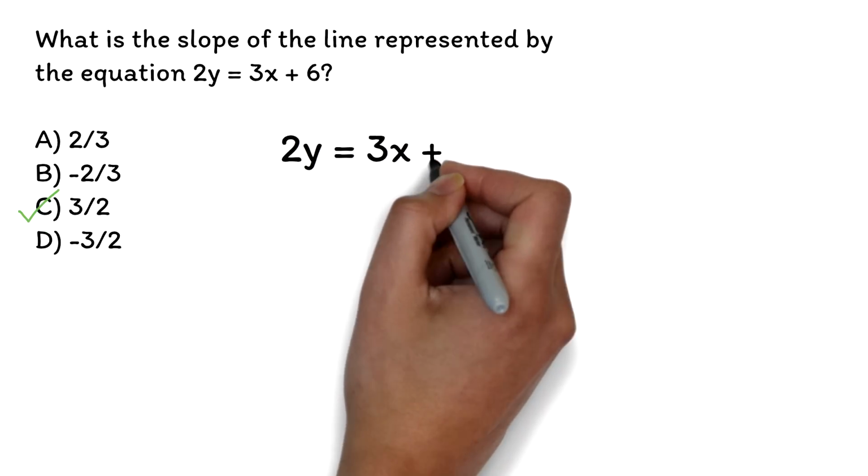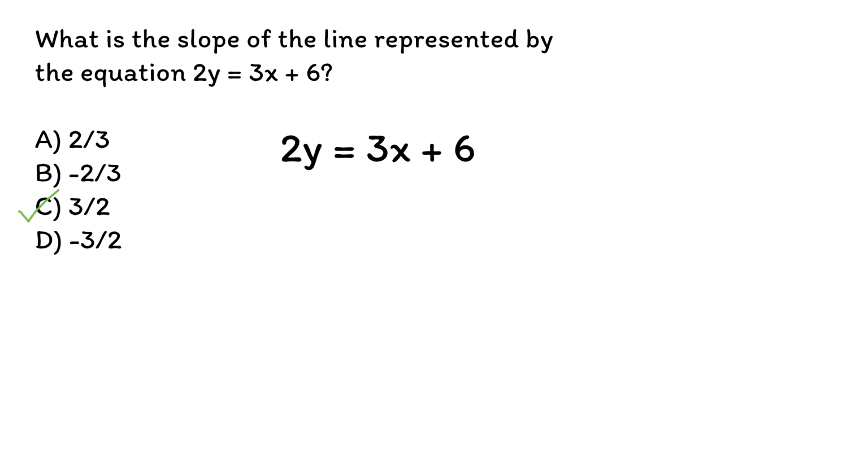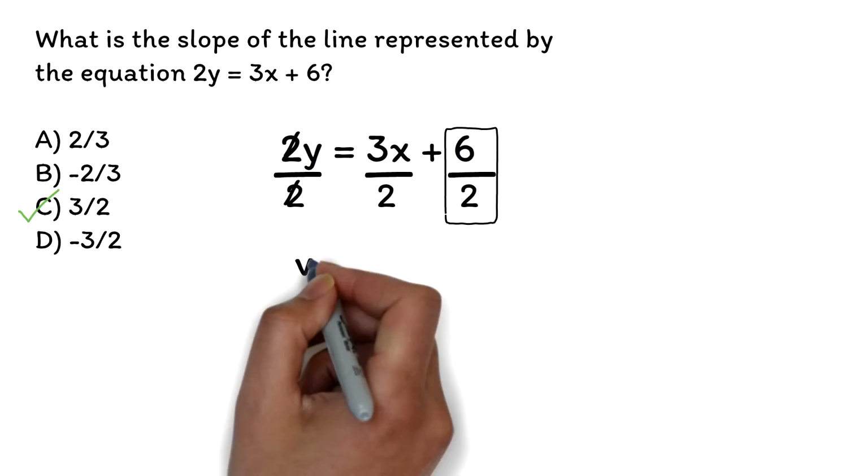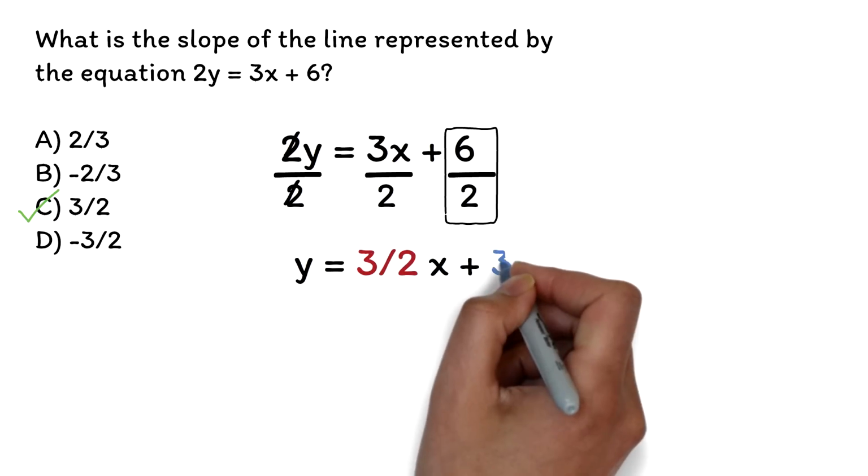This equation is not in the slope-intercept form. For it to be in the slope-intercept form, we want the y to be by itself. We can achieve that by dividing through by 2. The 2 will cancel out. 6 over 2 is 3. So we have y equals 3 over 2 x plus 3.